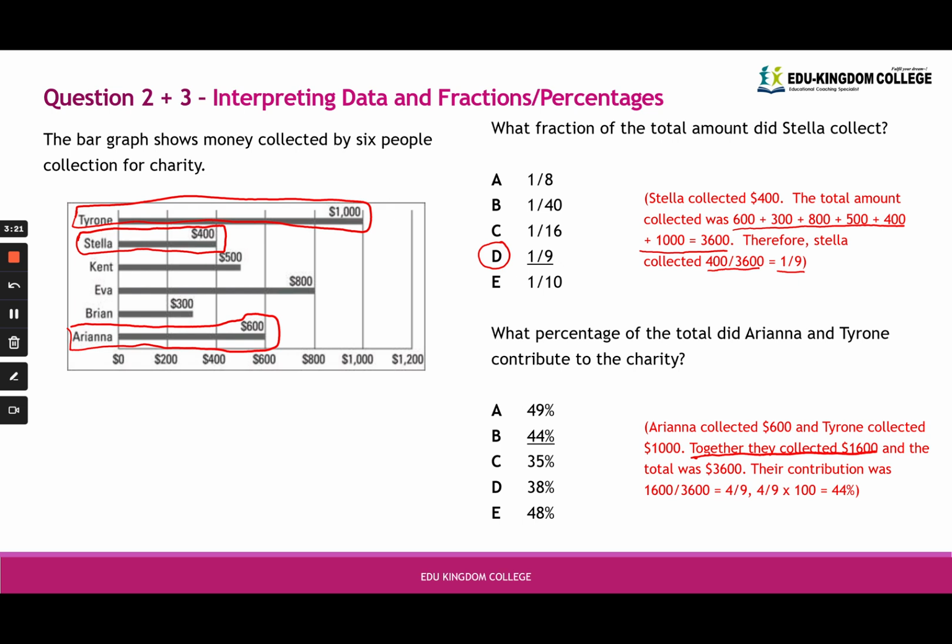Then with the previous question, we calculated that the total was 3,600, okay? So that means we just have to do 1,600 divided by 3,600, which gives us 4/9, okay? And so 4/9 is just going to be 0.44 repeating, okay? And we times that by 100 to give us approximately 44%, okay? And so the answer to this question is B.